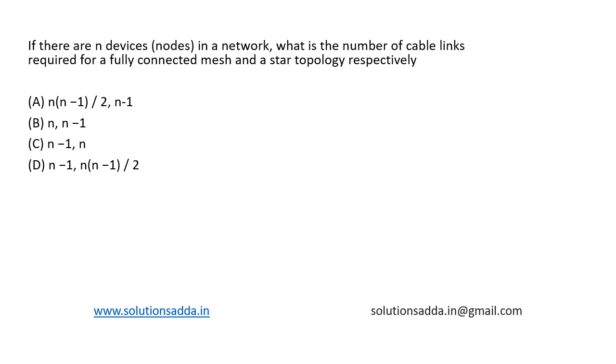This is a question from computer networks. If there are n devices or nodes in a network, what is the number of cable links required for a fully connected mesh and a star topology respectively? A fully connected mesh network is similar to a complete graph. Here every node is connected to every other node. So suppose we have n nodes, then we can use the formula nC2 to derive the total number of cable links required in a fully connected mesh. That is equal to n into n minus 1 divided by 2. This is the correct answer for a fully connected mesh.